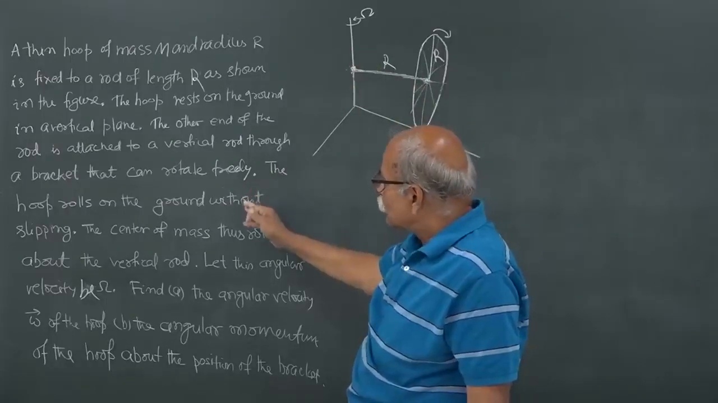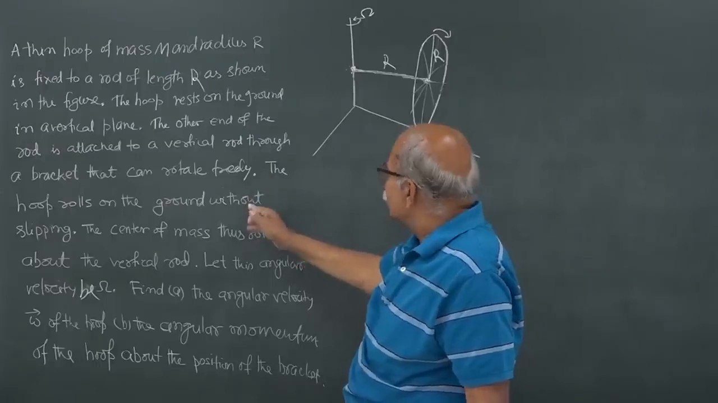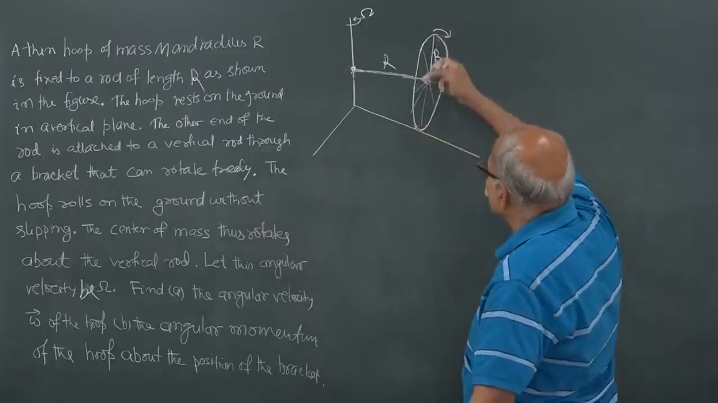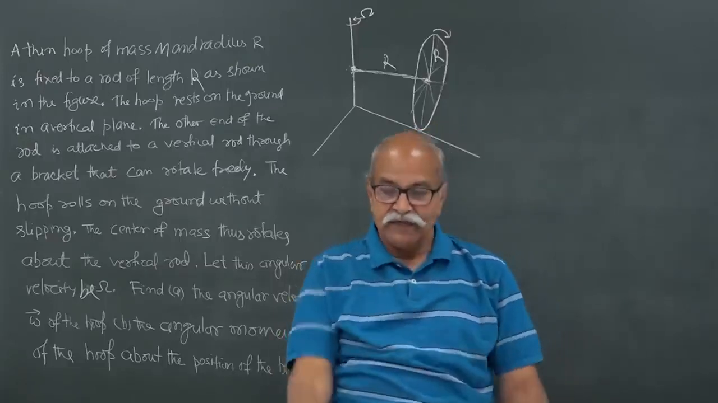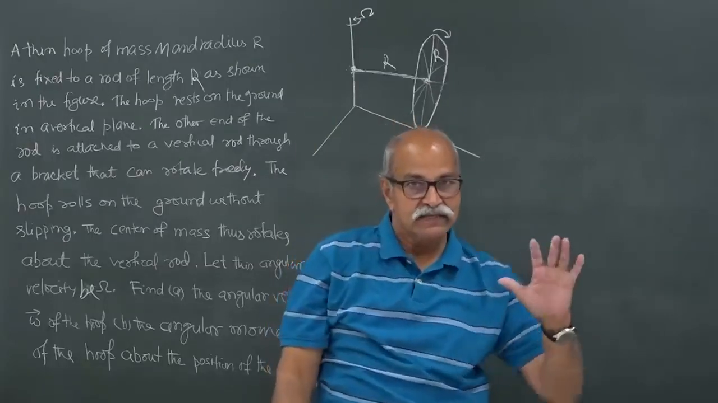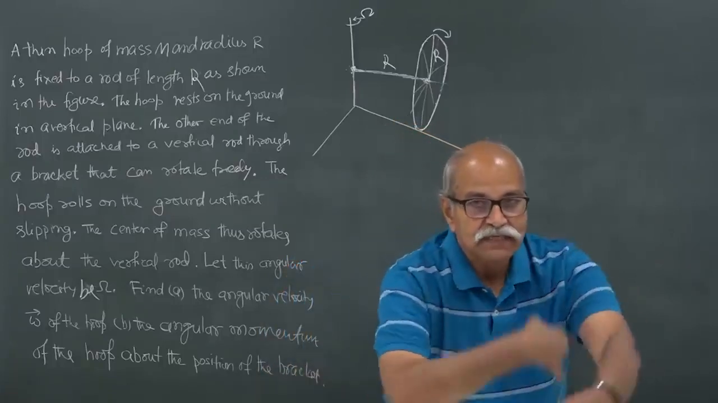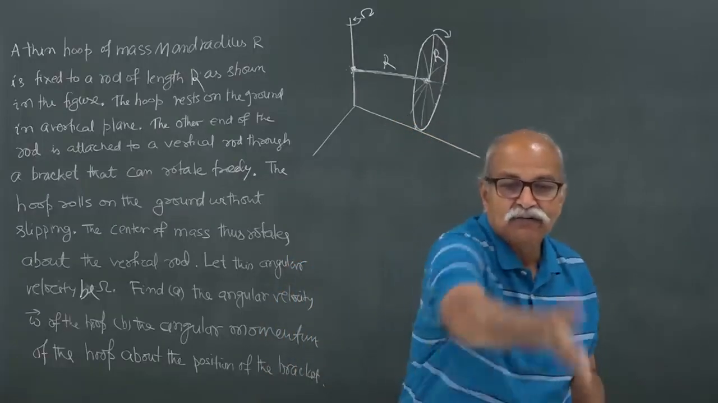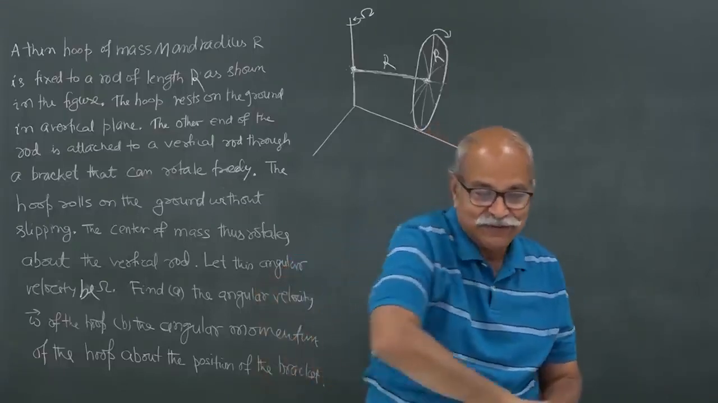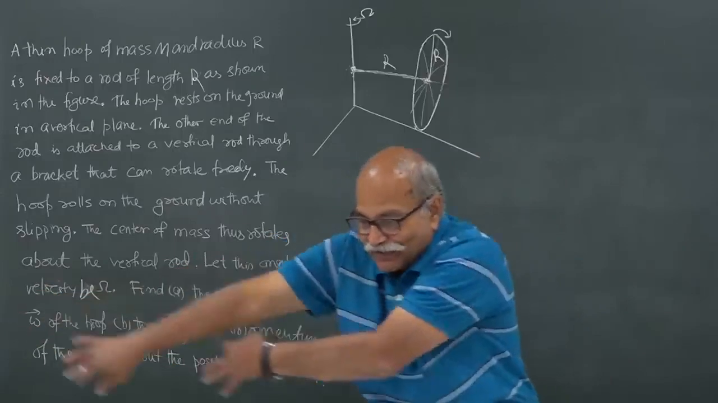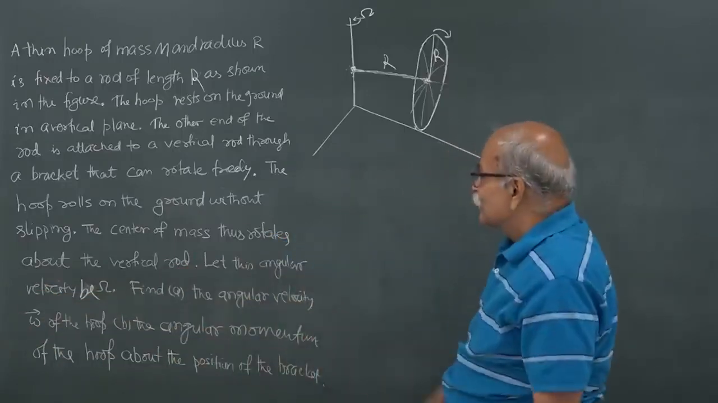The hoop rolls on the ground without slipping. So, if you have a hoop here, with a rod attached to this vertical rod, and then this hoop is rolling. As it rolls it cannot go straight because of this rod here, and the rod can rotate here. So, this whole hoop will go like this while rolling. That is the situation.